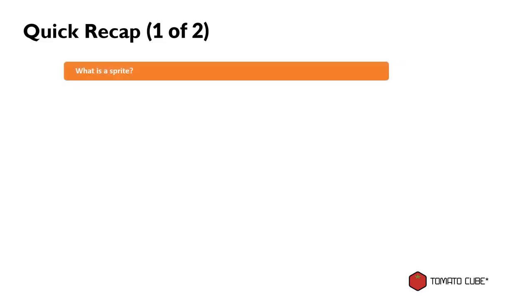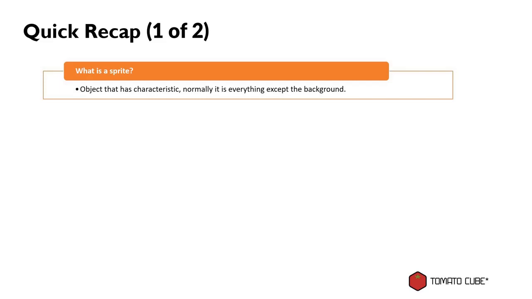Okay. So before we end today's session, let's do a recap of what we learned today. The first thing is we learned what a sprite is. A sprite is an object that has characteristics, and normally it's everything that you can see on the screen except the background.